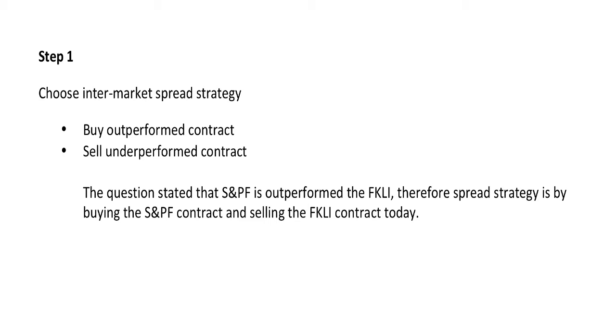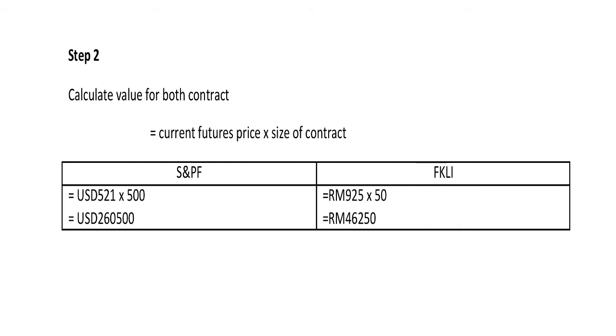Step number 1, you need to choose your intermarket spread strategy. The strategy is to buy the outperform contract and sell the underperform contract. Referring to the question, S&P 500 is outperforming the FKLI. Therefore, the spread strategy is to buy the S&P 500 contract, which is the outperform contract, and sell the FKLI contract, which is the underperform contract.